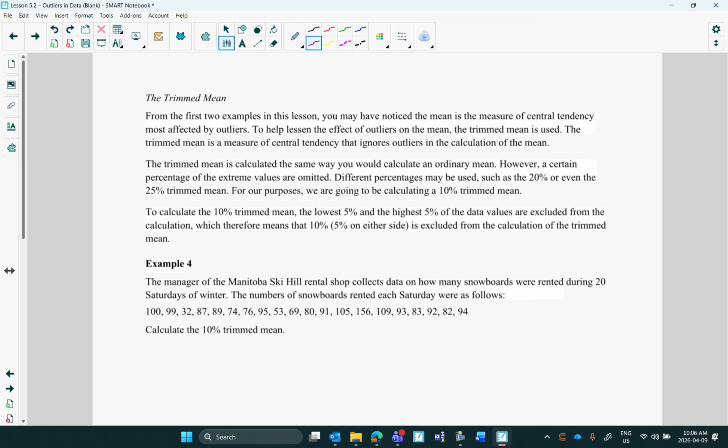We're going to focus on 10%. Okay? So we're going to remove 10% of the data. We're going to remove 5% from the high end, 5% from the low end.